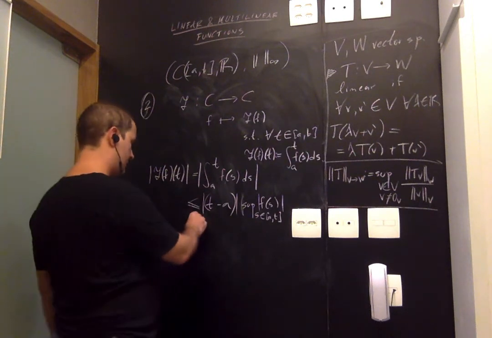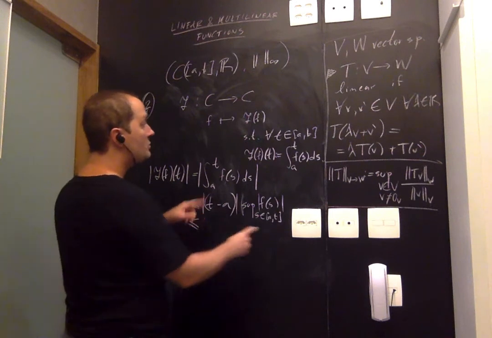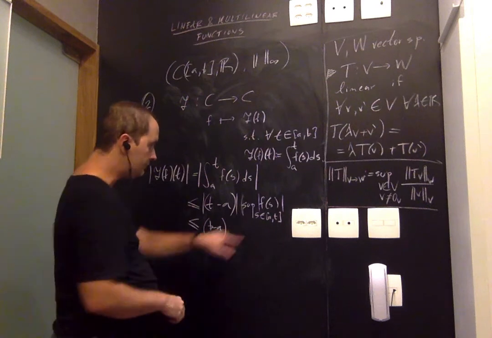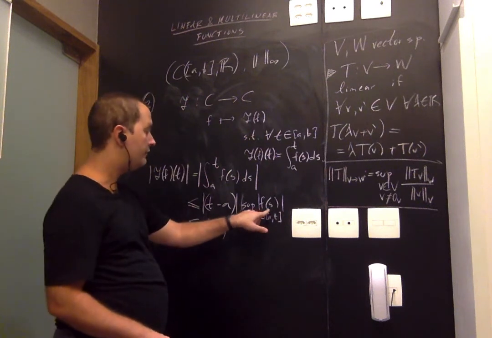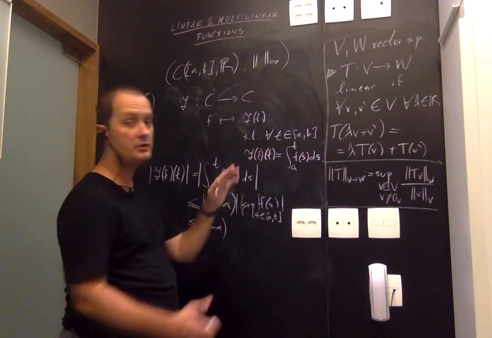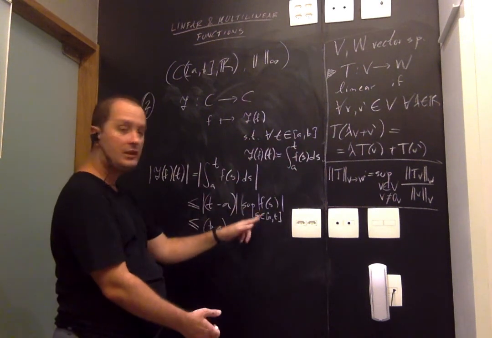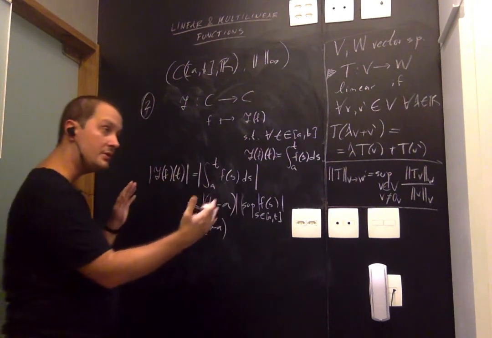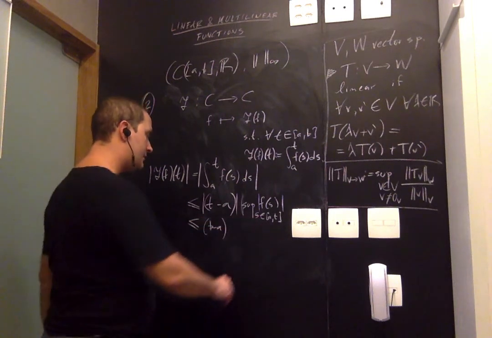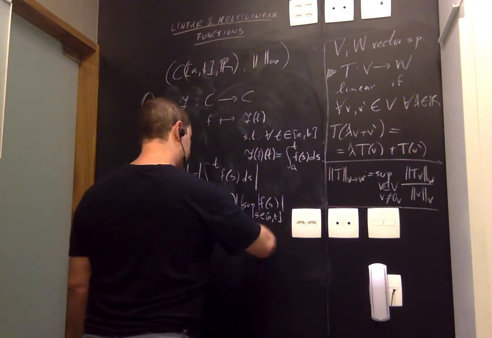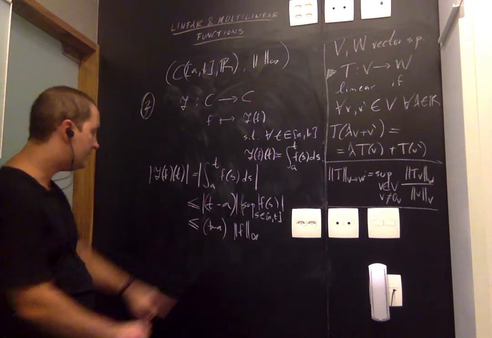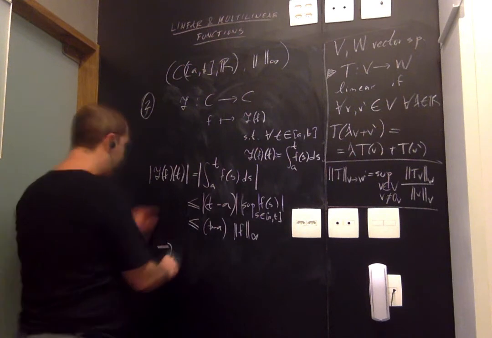But that's easy, because t is between a and b, so this distance is at most b minus a. Here I have the supremum of f in the interval from a to t. If I enlarge that interval to the larger interval a to b, this can only get larger, since I'm computing the supremum for a larger set. But what's the supremum over all s between a and b? Well, that's the sup norm of f.